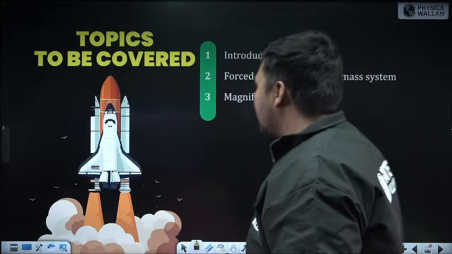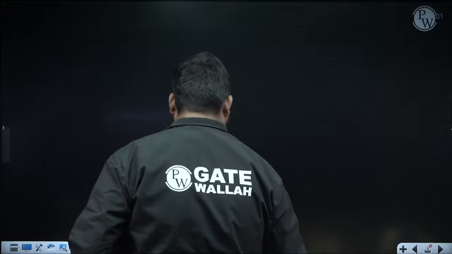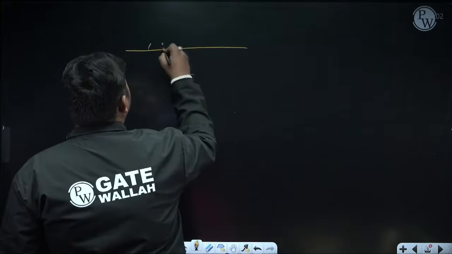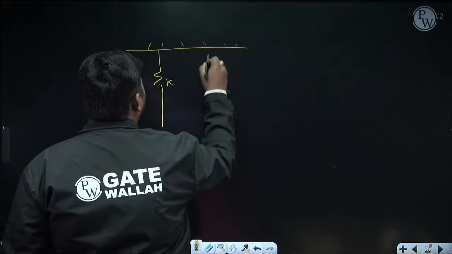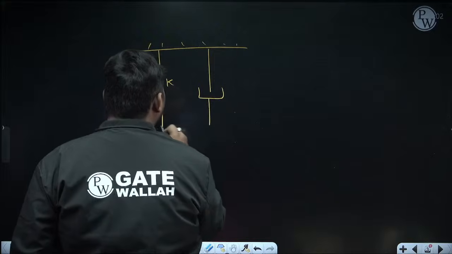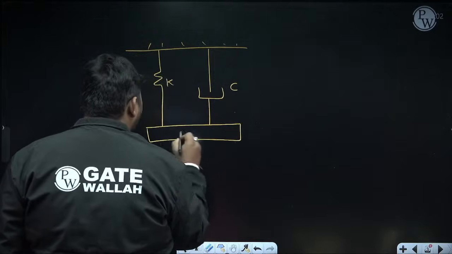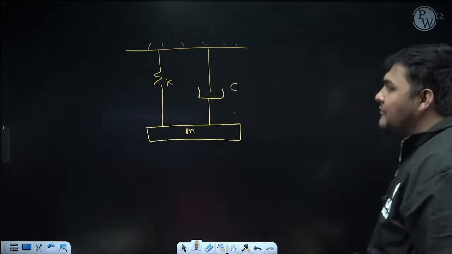First I am drawing the diagram. Suppose this is a spring mass system, a spring of stiffness K, and parallel to this a damper is attached. Suppose the damping coefficient of the damper is C. This is the point mass. Since a damper is attached, definitely it is damped vibration.